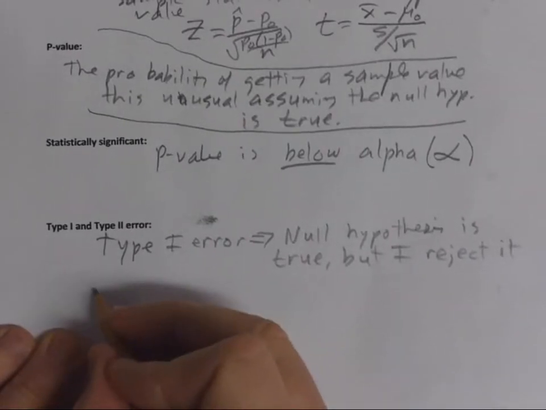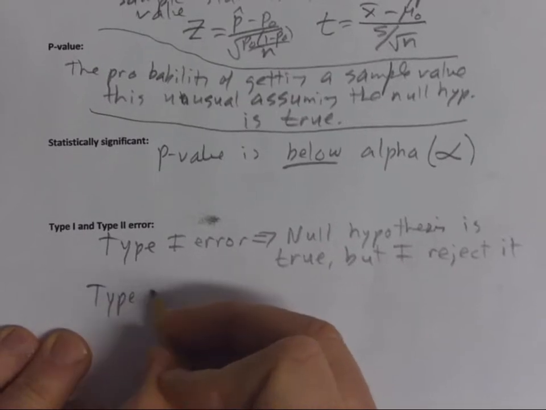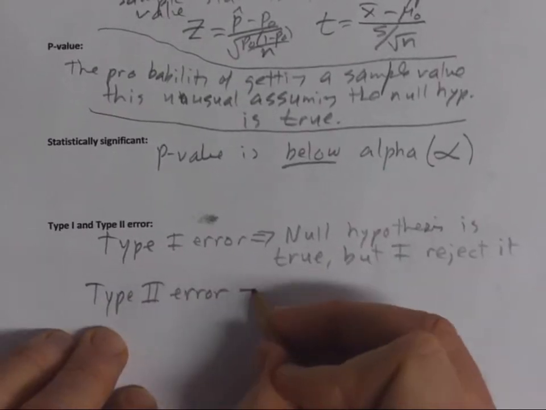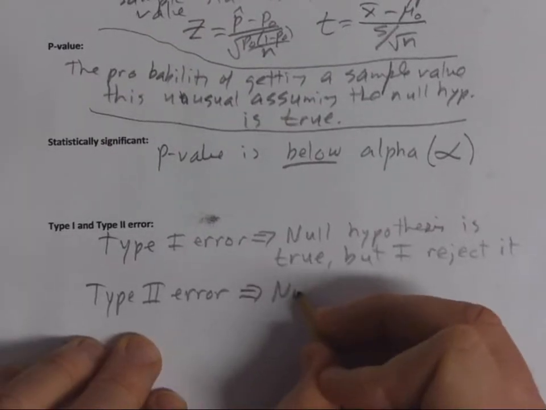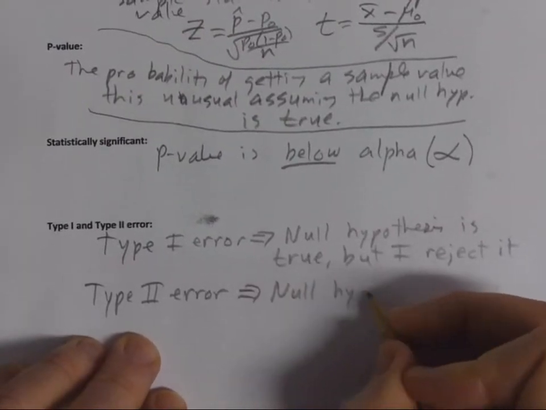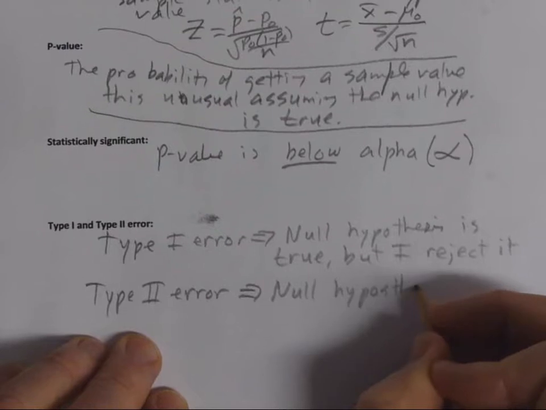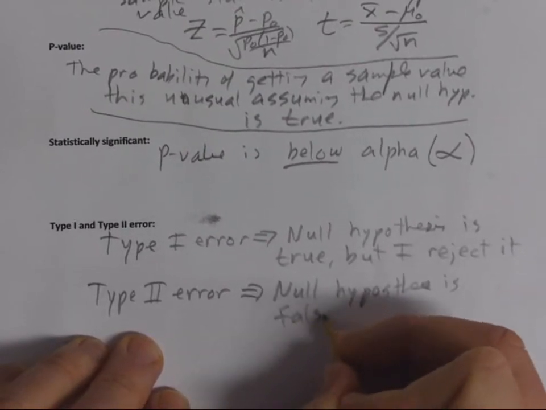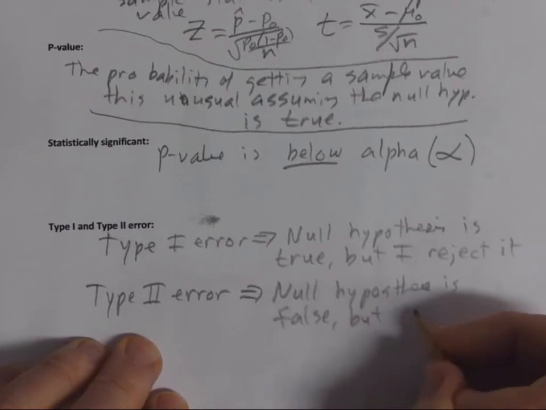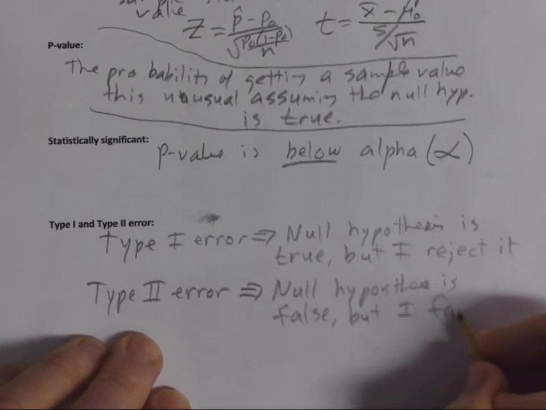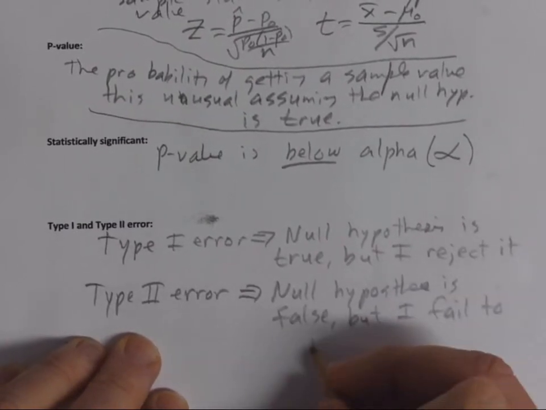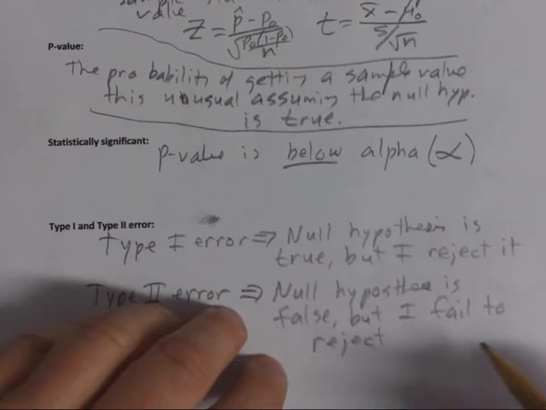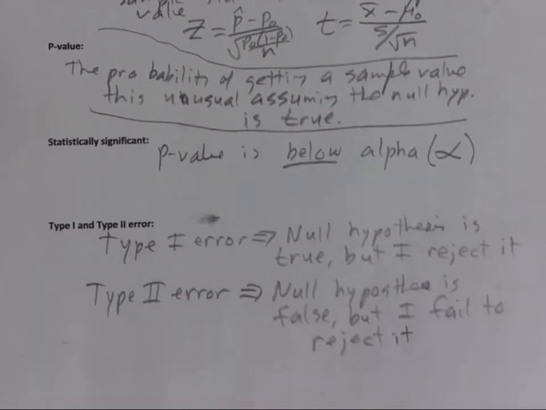Type 2 error is this. It's sort of the vice versa of that. Type 2 error occurs when the null hypothesis is false, but I fail to reject it. We never accept anything, in essence, in hypothesis testing. We either reject it or fail to reject it.